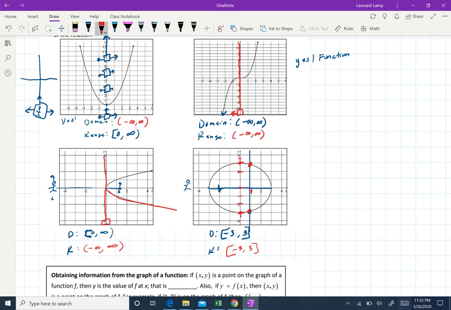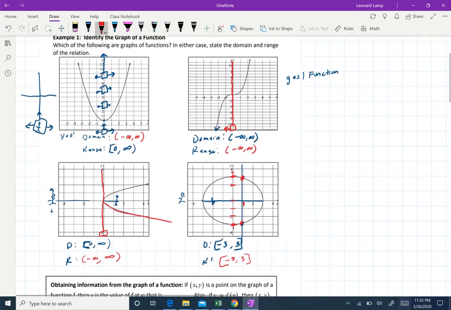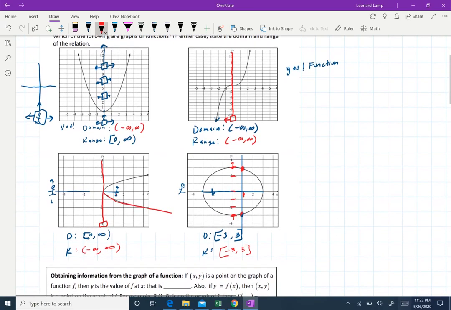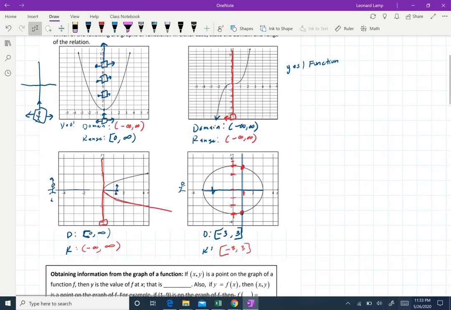Okay, so hopefully that helped. That was just a quick intro to what we talked about in 2.1, and now we're just looking at the graphs and being able to determine whether or not a graph is a function.